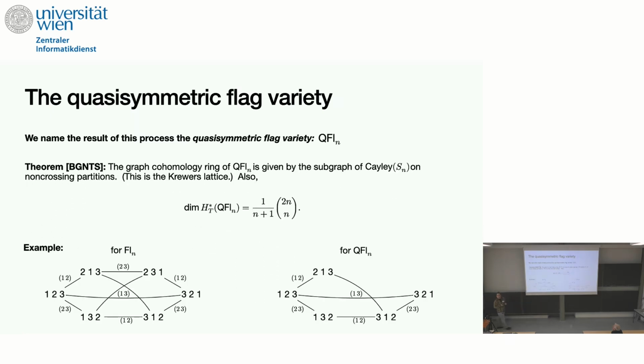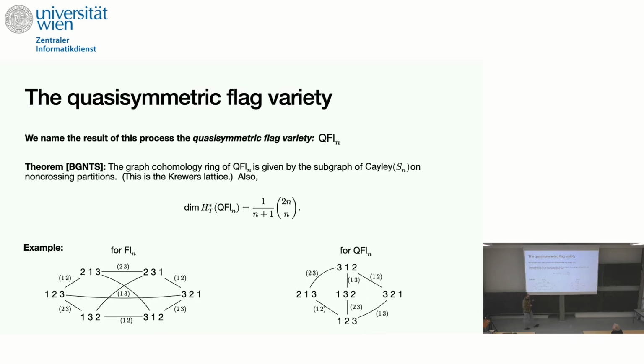So just to give you a really concrete example again, this graph gave us the cohomology ring of the flag variety. And now I've thrown out my one crossing partition, and this graph gives me the quasisymmetric flag variety cohomology ring. Just to make sure that we can connect this with the pictures we saw earlier in the talk, this is the graph I'm talking about. It's really just the refinement order on non-crossing partitions.